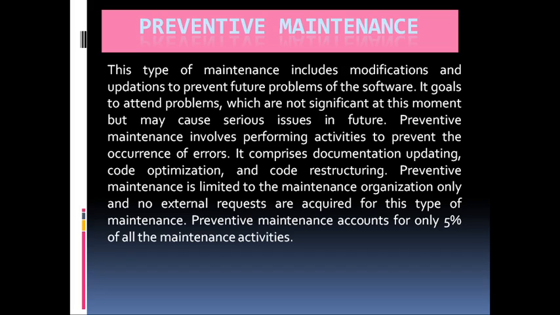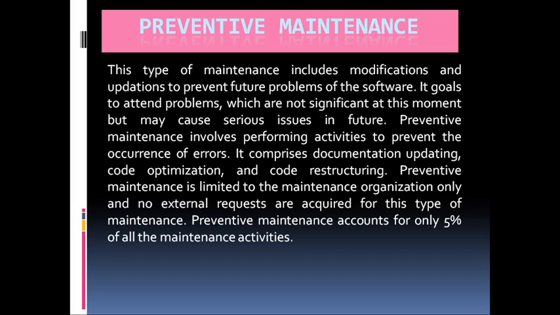And last is preventive maintenance. Preventive maintenance includes modification and updation to prevent future problems of the software. Certain problems may arise in the future, and so that they do not impact or affect our system, these problems need to be handled beforehand. It attends to problems which are not significant at this moment. These problems are not disturbing our system currently but may cause serious issues in the future.